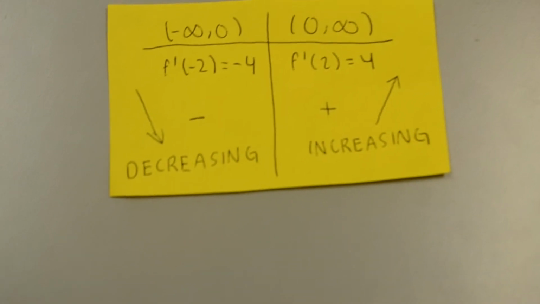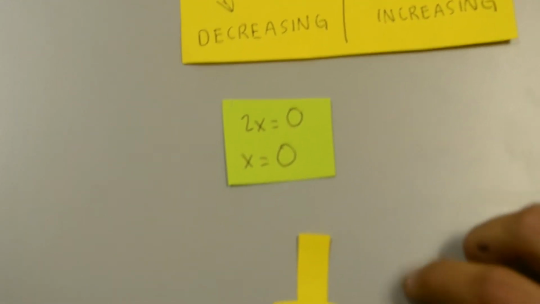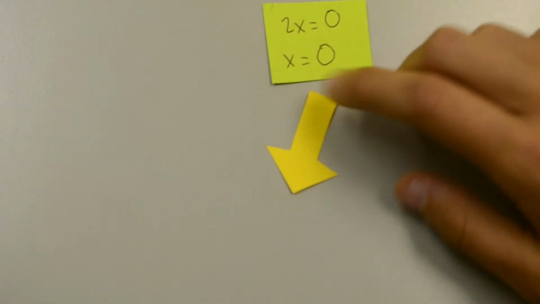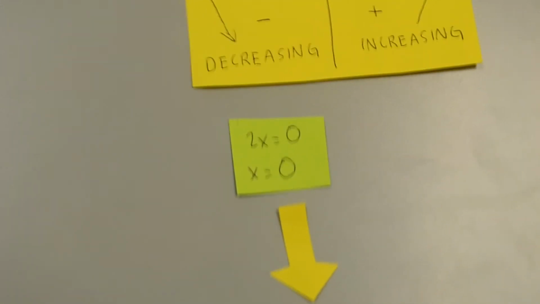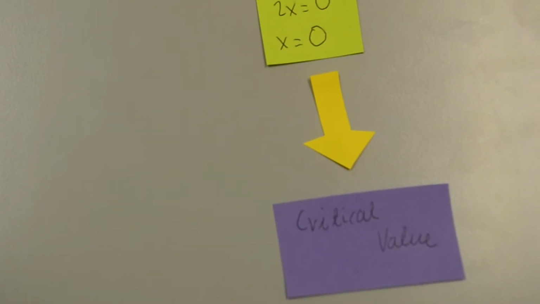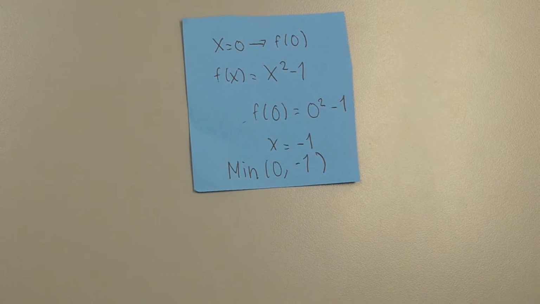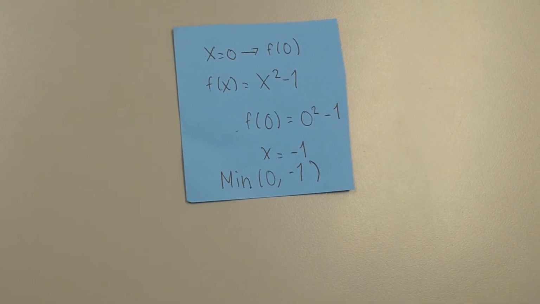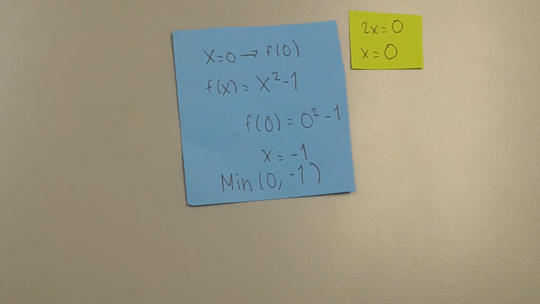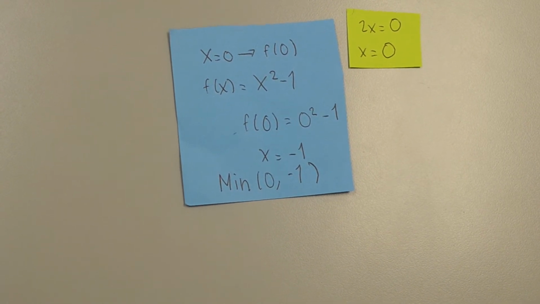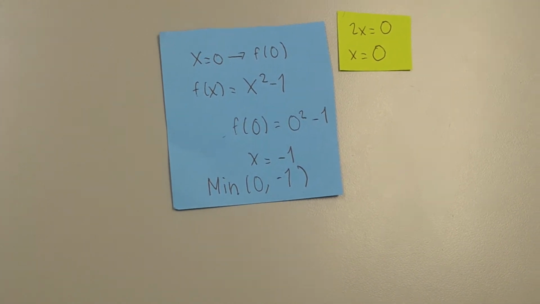And then we have our derivative, and we set it equal to 0, and isolate x, and we obtain x equal to 0, and this is the critical value. We substitute the critical value in our function, which is this one, and we obtain that y is equal to minus 1. Then the minimum value that we obtain is (0, minus 1).